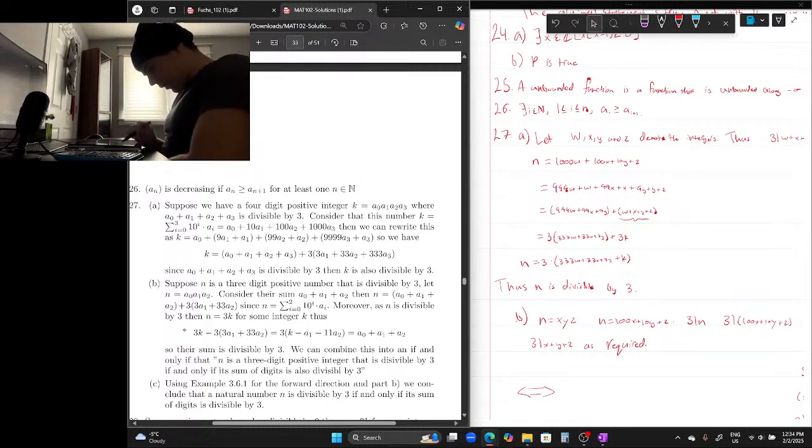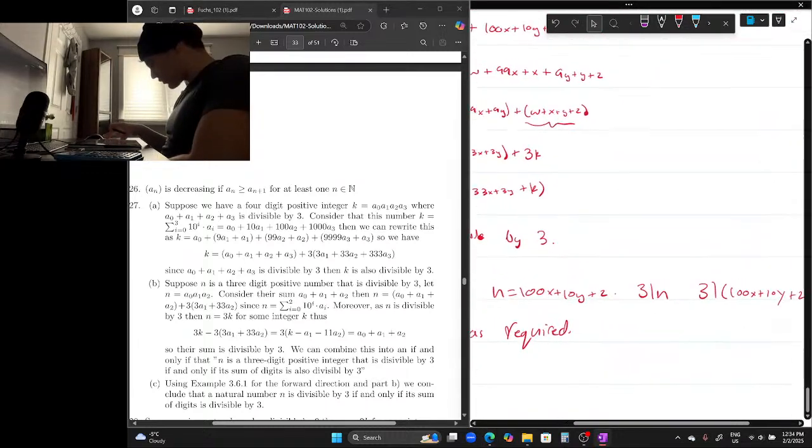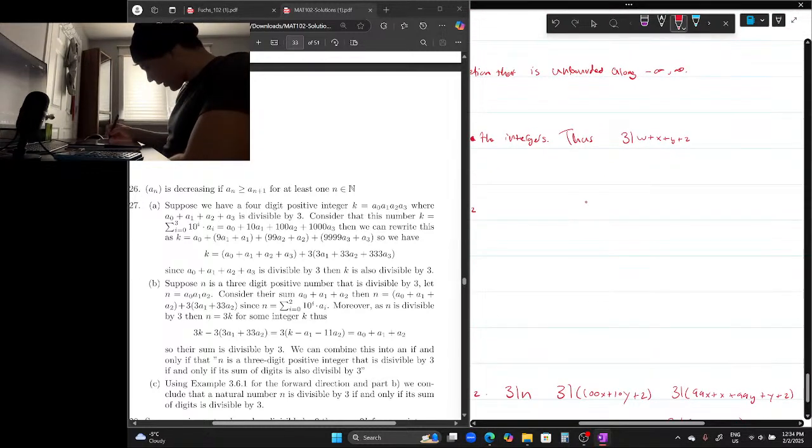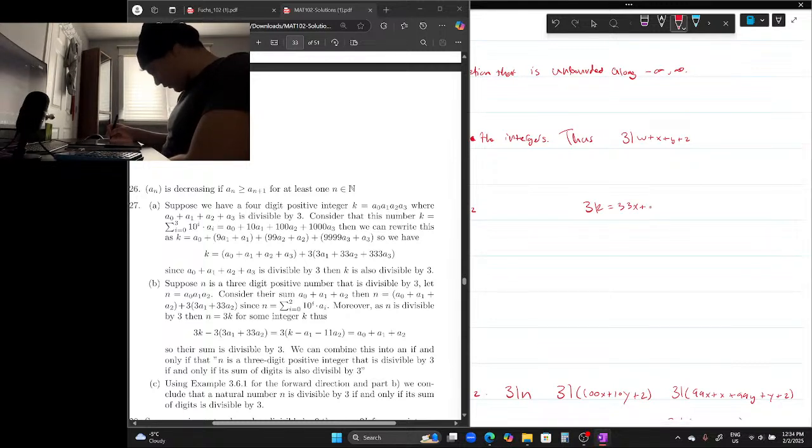Moreover, as n is divisible by 3, then n equals 3k for some integer. So 3k minus 3. So yeah, this is also 3. So yeah, you can just rearrange it actually. That's actually a smarter way to do it than what I did. So 3k is equal to 33x plus 3y.